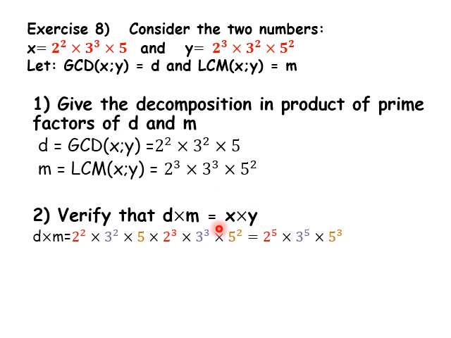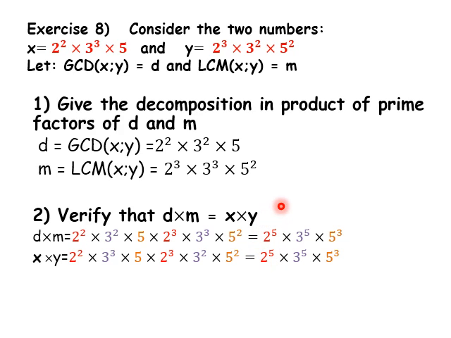Now let's find x times y. Similarly, I multiply the x here, 2 squared times 3 cubed times 5, times 2 cubed times 3 squared times 5 squared. They told me to verify. Definitely they are equal, but we have to prove it. Here we calculated d times m and found x times y, both as a product of prime factors. Look at them. In both answers, we have 2 to the power 5 times 3 to the power 5 times 5 to the power 3. So they are equal. I have to write d times m equals x times y.